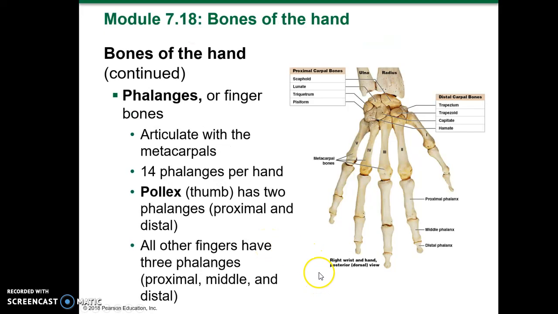Looking at the phalanges, or the finger bones, they articulate with the metacarpals. There are 14 phalanges per hand. The pollex is the thumb. It has 2 phalanges, proximal and distal. All the other fingers have a distal, middle, and a proximal.